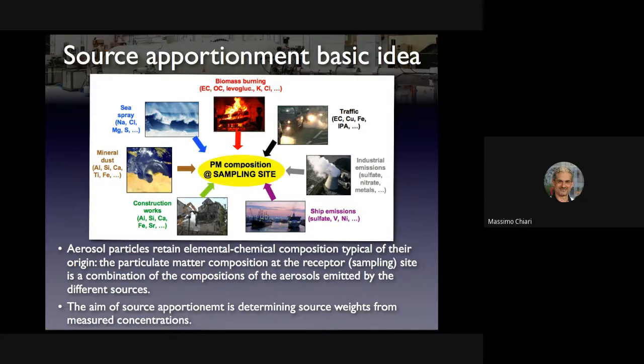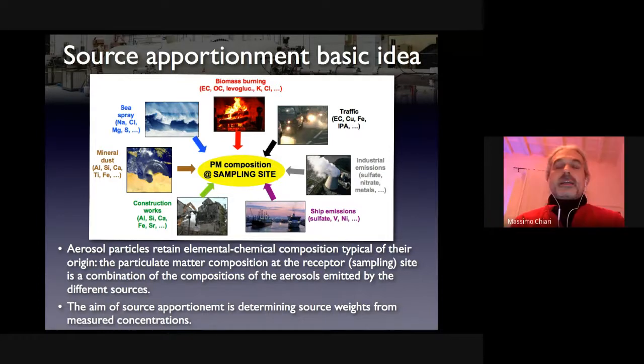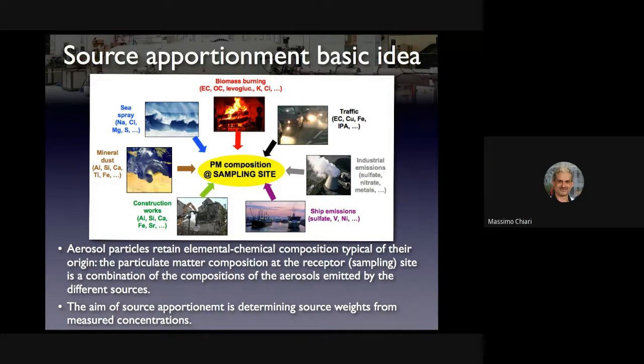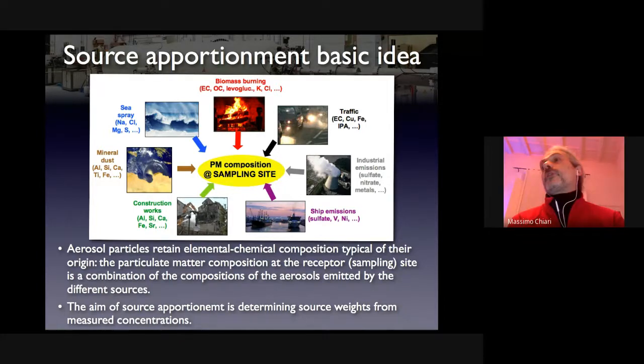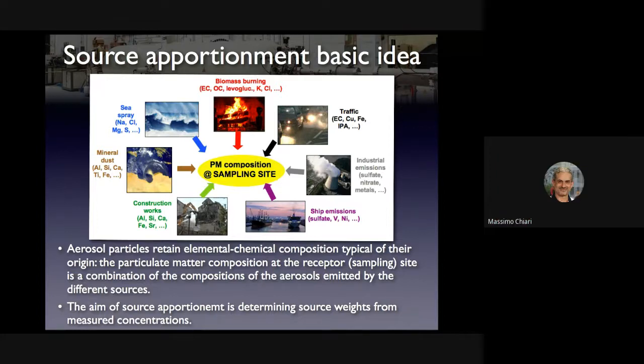For sea spray, obviously, you have sodium and chloride, but you have also magnesium and sulfur. And if you look at the anthropogenic sources like traffic, industrial emissions, ship emissions, construction works, or also biomass burning, for example domestic heating, or just burning the branches of trees cut during vegetation cuts, you see you have specific elements that are tracers.